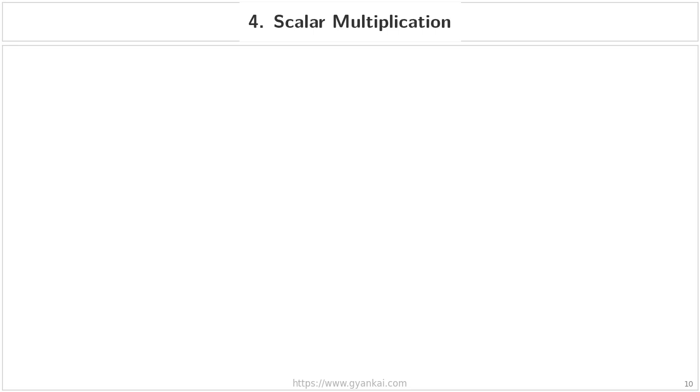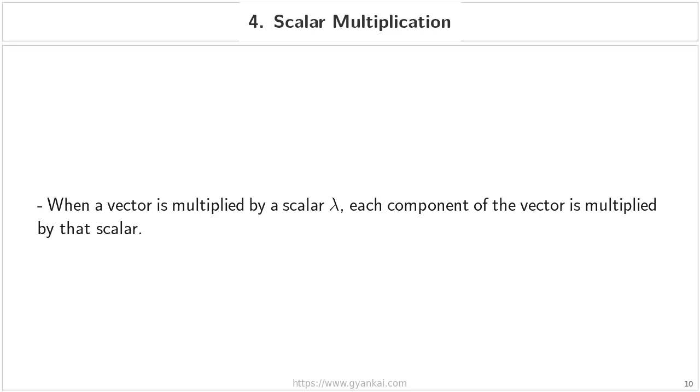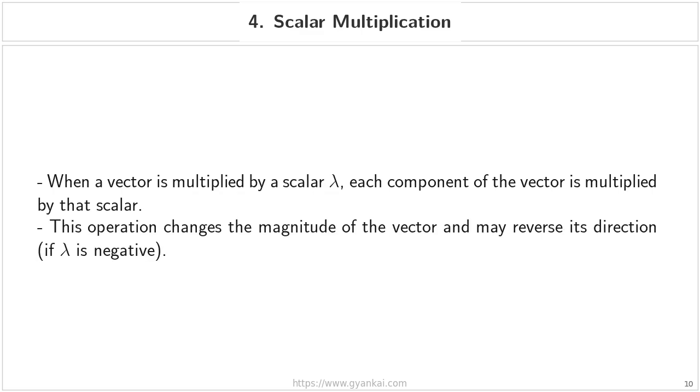4. Scalar multiplication. Think of a scalar as just a regular number, which we'll represent with the Greek letter lambda. When we multiply a vector by this scalar lambda, the rule is very straightforward. You simply multiply every single component of that vector by lambda. It is important to understand the effect this has on the vector itself. This operation changes the magnitude or the length of the vector. If lambda is greater than 1, the vector stretches. If it is between 0 and 1, the vector shrinks.